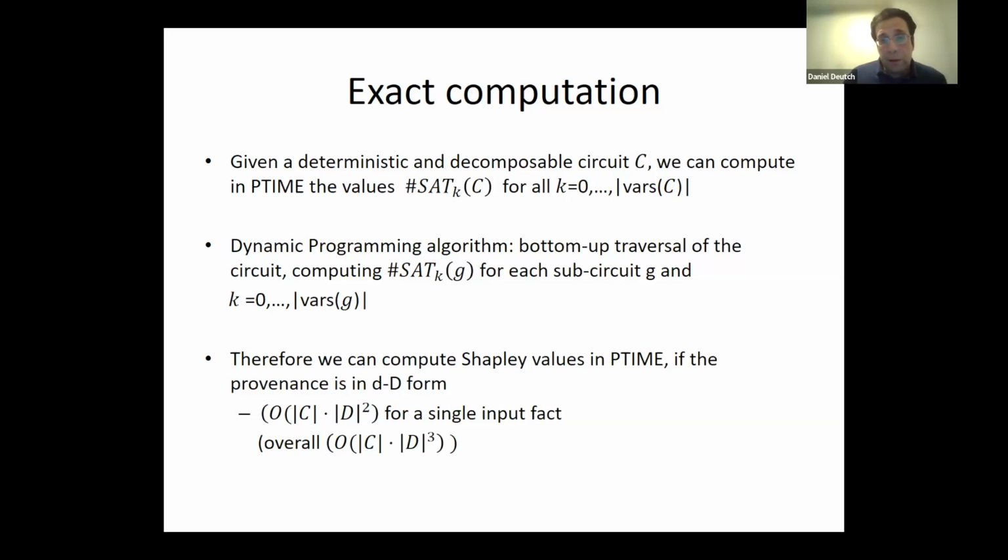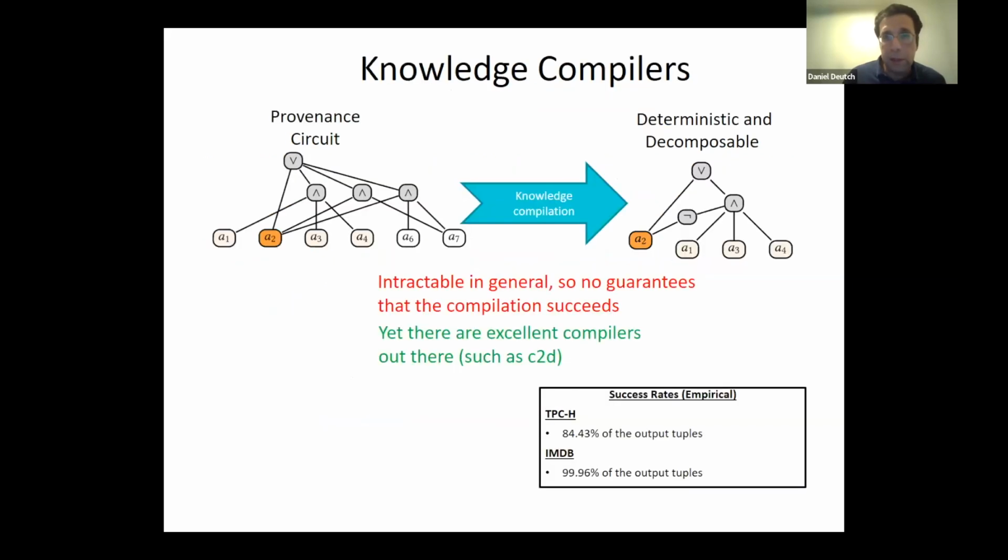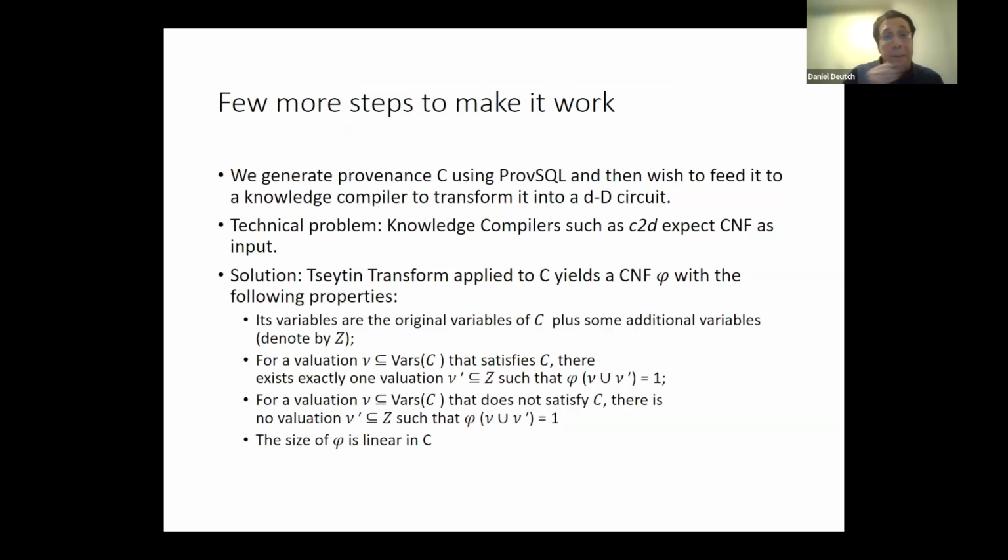The trouble is that, of course, we cannot always efficiently compile into a deterministic and decomposable circuit. Our experiments show that it works for somewhat of 85% of the output tuples for TPC-H, and for most output tuples for IMDb, where the queries are simpler in a sense. So this we've implemented using C2D, and again, it works fairly well, but there are cases where it just fails. It times out or runs out of memory and so forth. There are a few more steps to make this work.